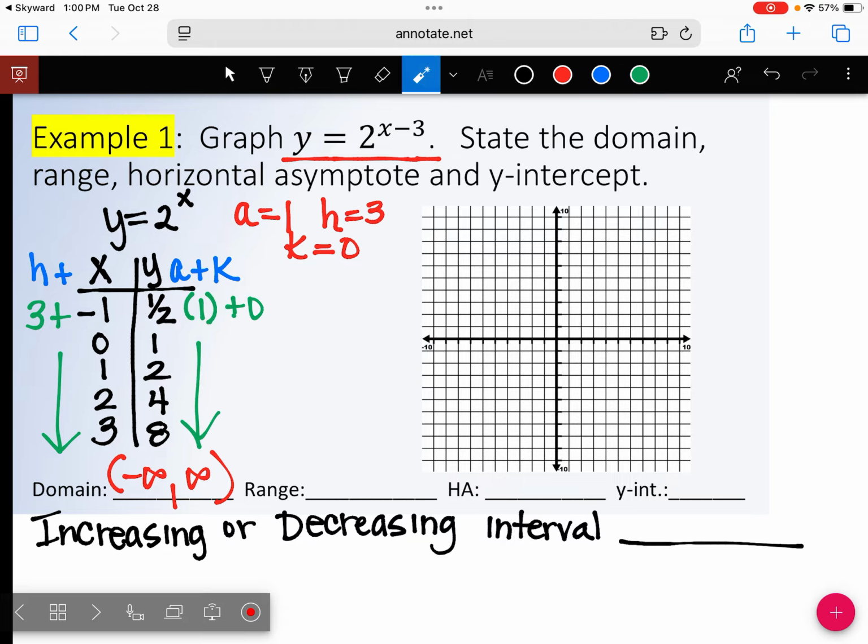Do you agree that anything times 1 plus 0 is the same? So these 5 numbers won't change. The only change is going to happen in your x. So go ahead and make a separate table.